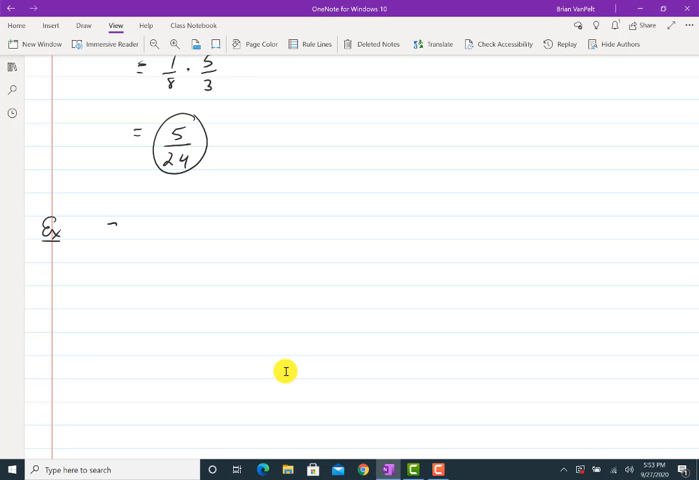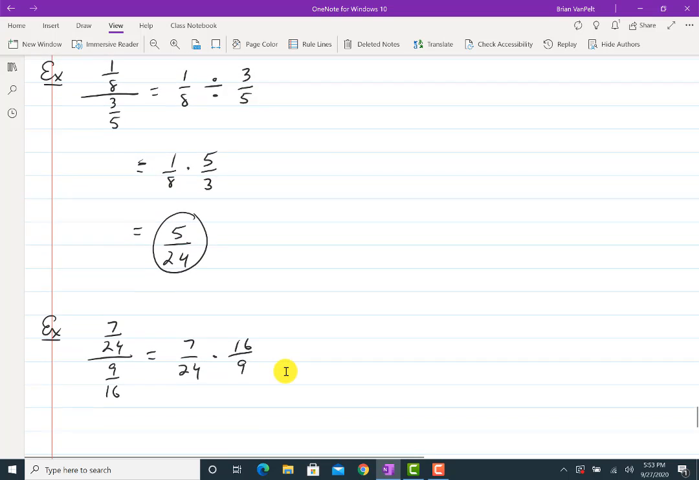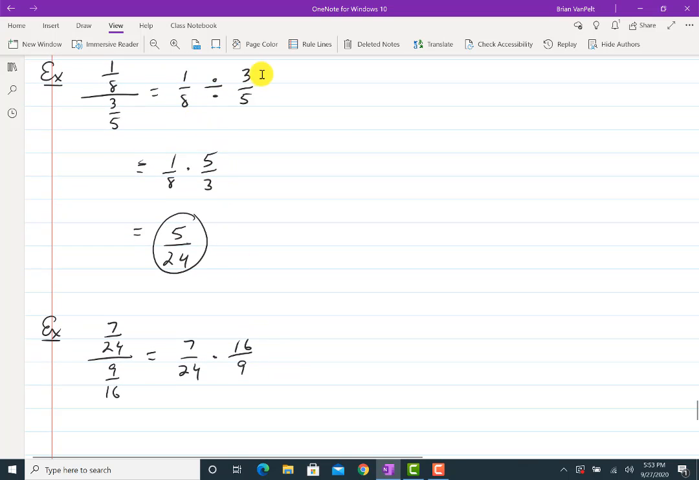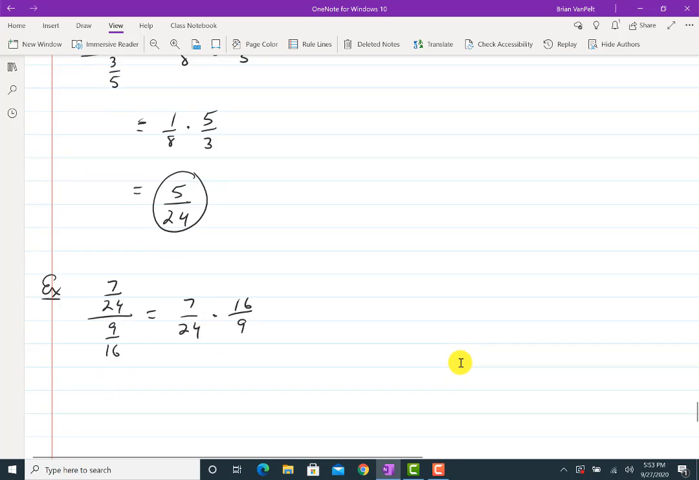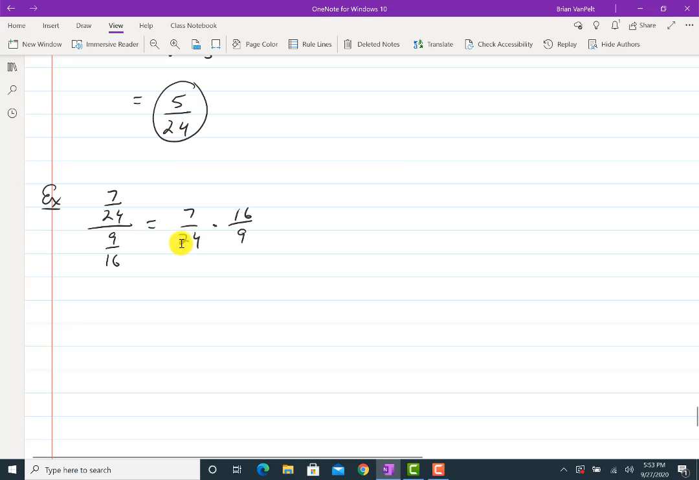We have 7 over 24 divided by 9 over 16. If you want, you can do this all in one shot. 7 over 24 times 16 over 9. So all I did was skip this step here and go straight to the multiplication. Notice that the 16 over 9 is the reciprocal of the 9 over 16. And then I can do some simplifying. I happen to know that 8 goes into both 24 and 16. And so we have 7 times 2, that's 14. And then 3 times 9 is 27.